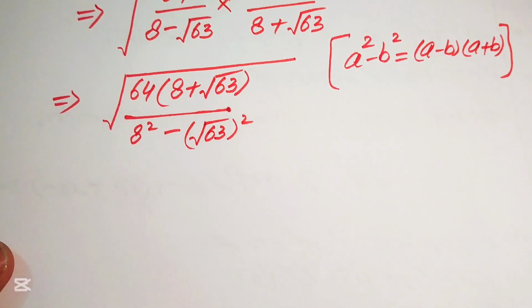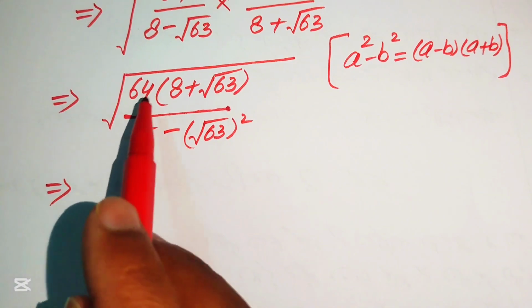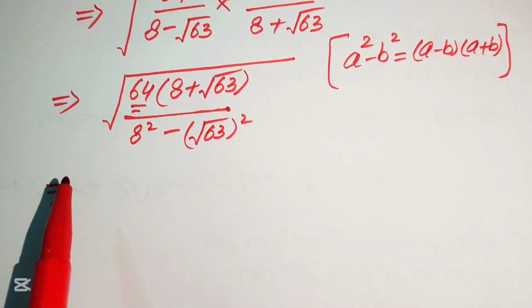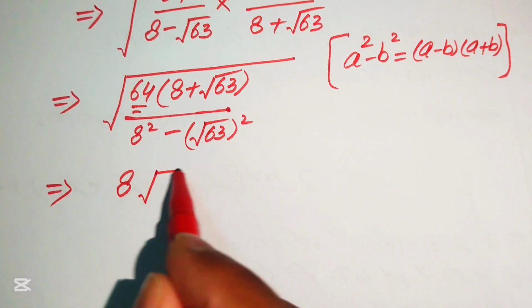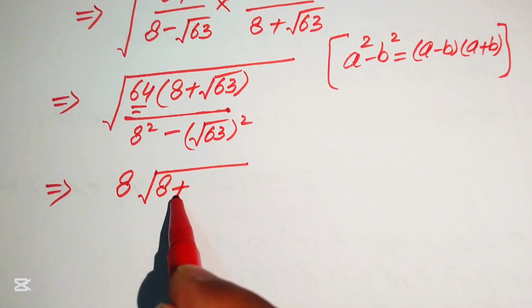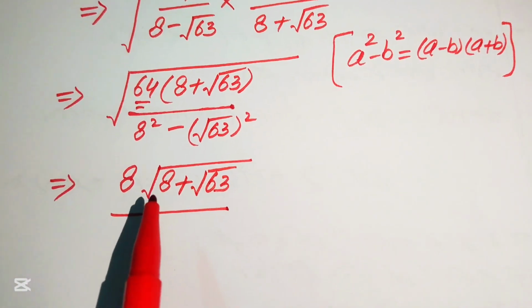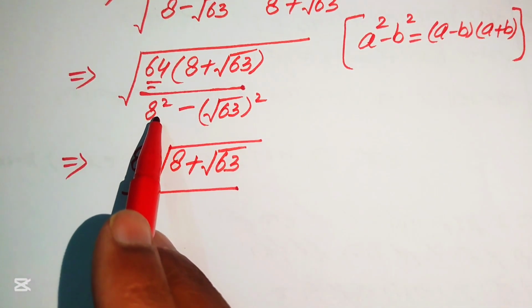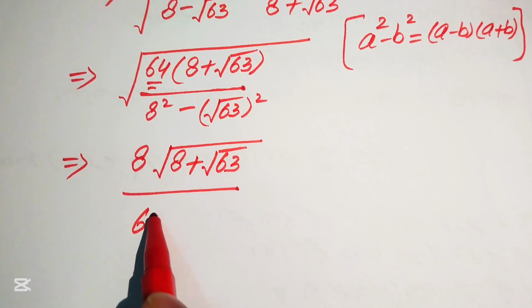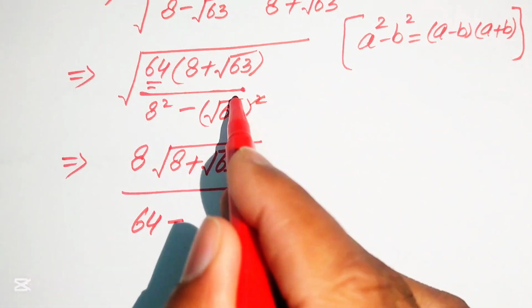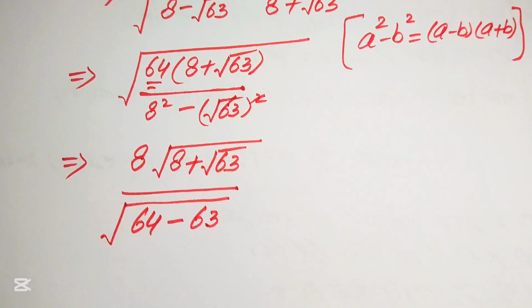So now in the next step we need more simplifications, and here we know that the square root of 64 is equal to 8, times square root of 8 plus square root of 63, and it is divided by, here we know that 8 square equals 64, and the square and square root are gone, and we get here 63 only and its square root.